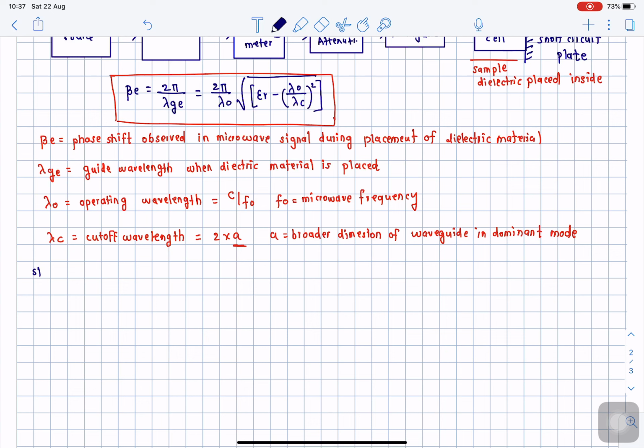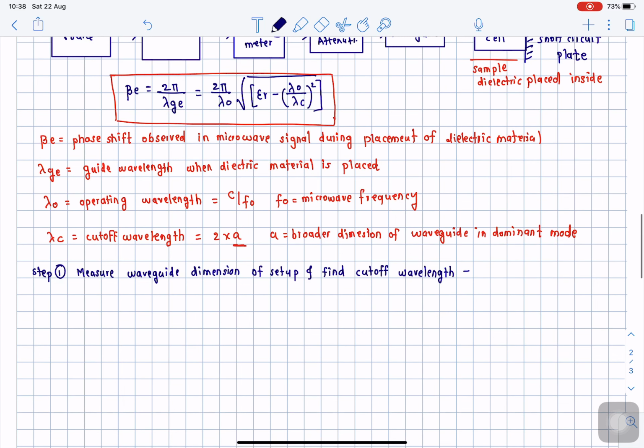Procedure, step 1: measure the waveguide dimension of the setup and find the cutoff wavelength. You can calculate the cutoff wavelength once you know the broader dimension of the rectangular waveguide. That means we will get the cutoff wavelength lambda c, so this cutoff wavelength is then calculated.